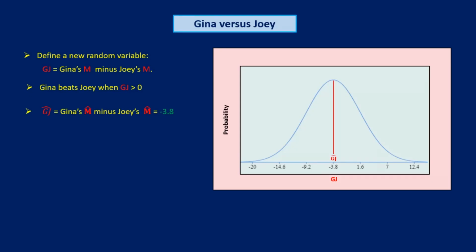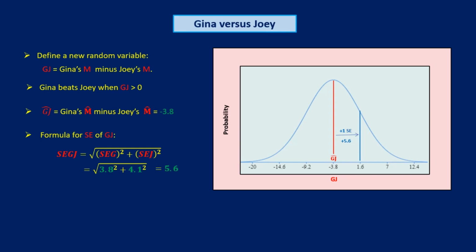So that's Gj hat. So what is SE for the distribution of Gj? Mathematically, SE for a variable that is itself the sum or difference between two other variables is equal to the square root of the sum of the squares of the SEs of those two variables. We know that Gina's SE is 3.8. Joey's M hat is 34, so the 12% rule tells us that his SE is 4.1. So we can rewrite the equation for the SE of Gj this way. When we do the math, we find that the SE of Gj is 5.6.